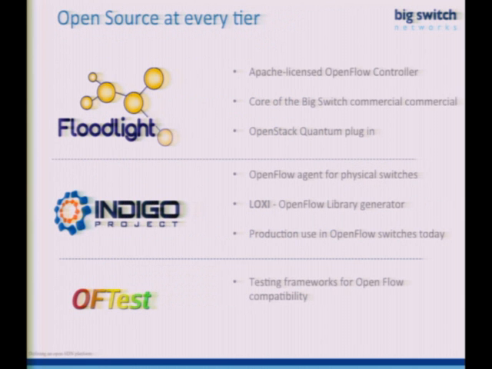So our company has open sourced a number of projects. Floodlight is the core of our commercial product. Our commercial product implements additional features that are not in Floodlight, and those are things that enterprises need, like high availability, the ability to run in an active standby mode, so if one box goes down, the network doesn't go down. It implements persistent storage that's not in Floodlight today, so if you reboot the Floodlight controller, all your configurations may get lost. And there's other things like a command line interface that enterprises really need.